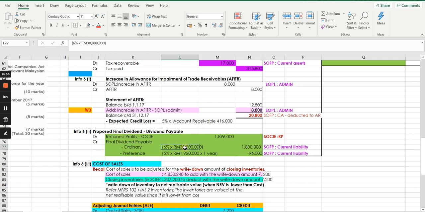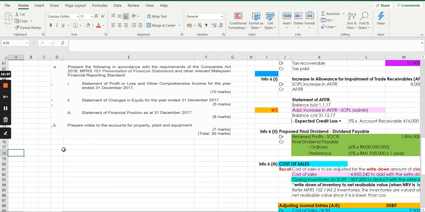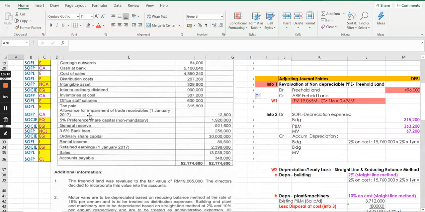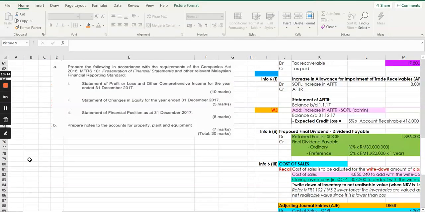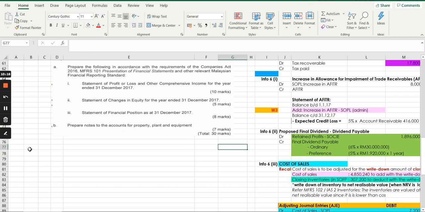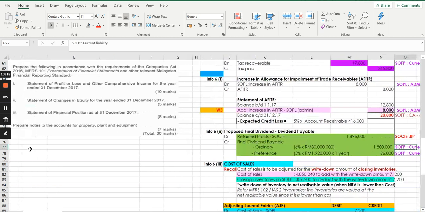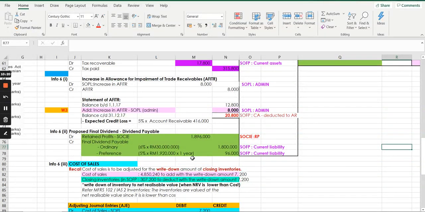The rate is 6%. The 30 million is your share capital, your only share capital balance. The preference shares, the fixed rate is 5%. If you check the rate for the preference shares here, you can see the dividend rate is 5%. For the ordinary dividend, the rate is not fixed. It will be determined by the directors and be approved by them. They approved 6%. So for the preference dividend, you do not declare any interim preference.